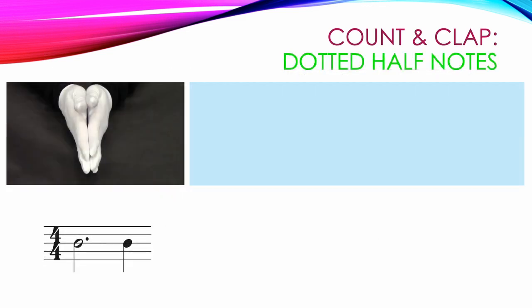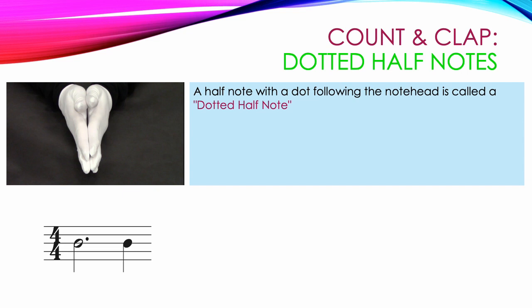Now that you understand how ties work, it's time to take a look at a new kind of note. A half note with a dot following the note head is called a dotted half note. Here's a half note and there's a dot following it. So this is a dotted half note. The value of a dotted half note is 3 beats. So we need to put the numbers 1, 2, 3 for the counting under this note.